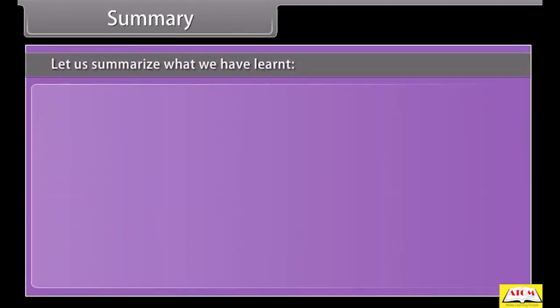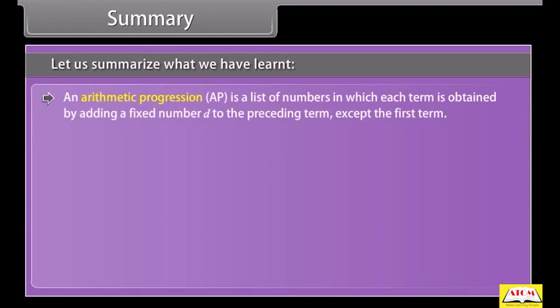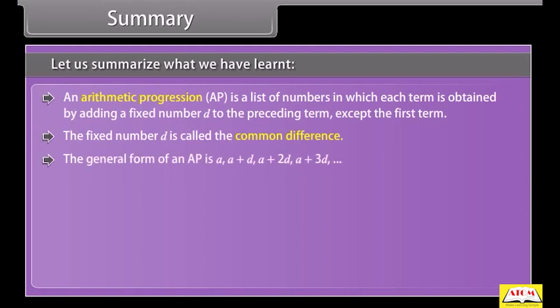Summary. Let us summarize what we have learned. An arithmetic progression, AP, is a list of numbers in which each term is obtained by adding a fixed number d to the preceding term, except the first term. The fixed number d is called the common difference. The general form of an AP is a, a plus d, a plus 2d, a plus 3d, and so on.